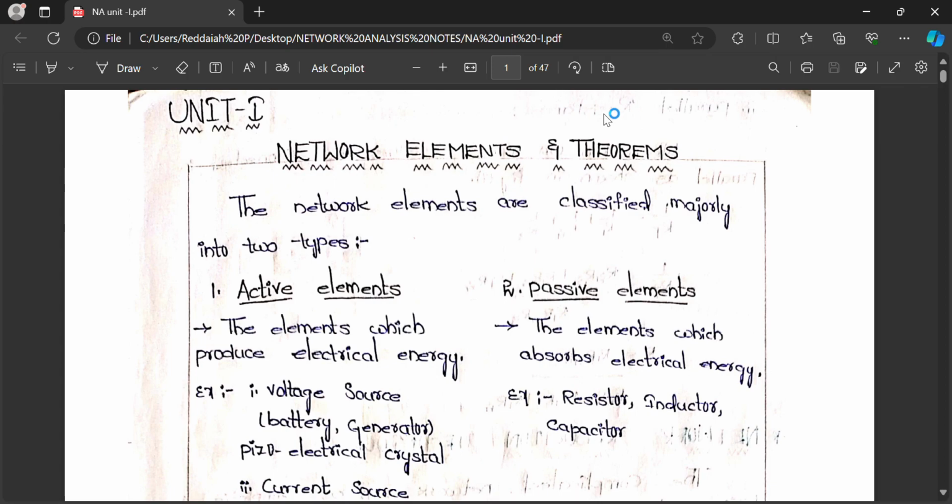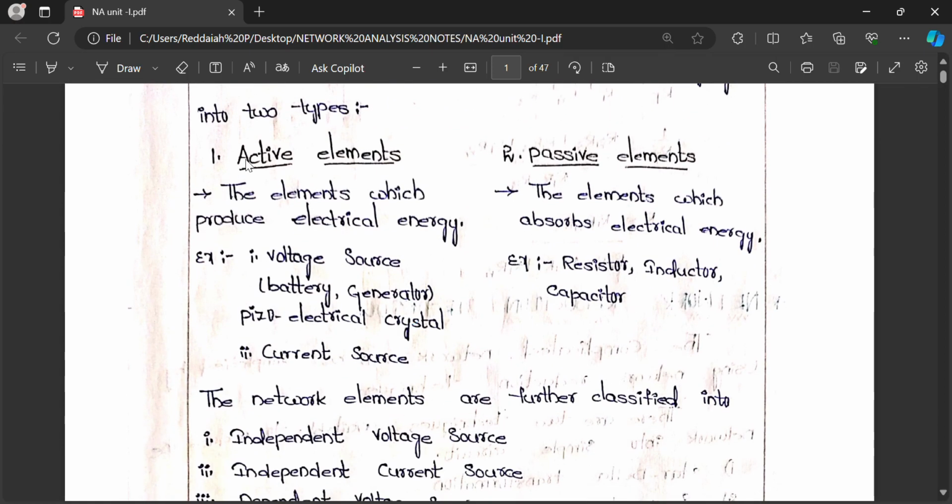Before starting the network analysis, you must know what the basic elements present in any network are. In B3E, you studied active elements and passive elements. Active elements are those that produce electrical energy; passive elements absorb electrical energy and produce heat. Resistor, inductor, capacitor (RLC) are called passive elements. Passive elements won't produce electrical energy or voltage, they absorb. Whereas active elements are battery, generator, piezoelectric crystal, current sources, and voltage sources.